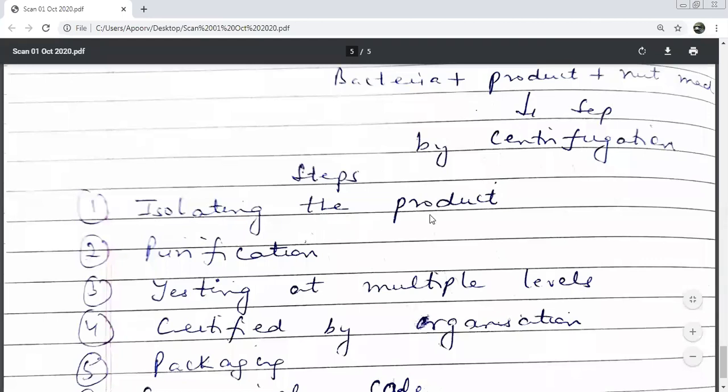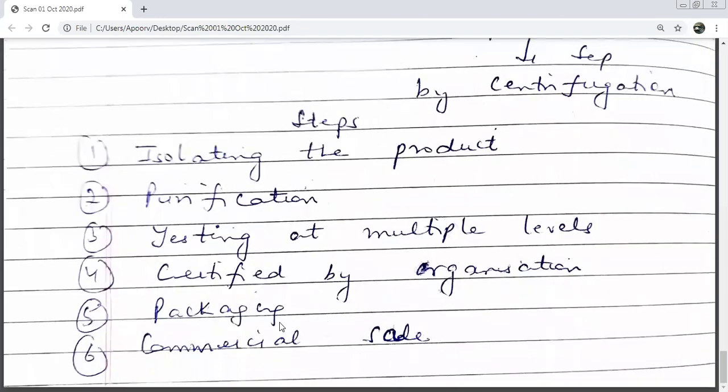अब इसको explain करना, isolating the product, कि किससे isolate किया. Then explain purification. Why are we purifying? Because some bacteria and some nutritive medium may be still attached. Then testing at multiple levels to ensure the safety and security. Then certified, this is a legal process. Then it is packaged. Packaging में क्या लिखोगे? 1 line. It's a 3 marks question. तो देखो बेटा, that is why it is divided into 6 steps. Normally 3 marks में ही आता है. So आपने 6 steps में एक एक line भी लिख दिया, so आपका काम हो गया.